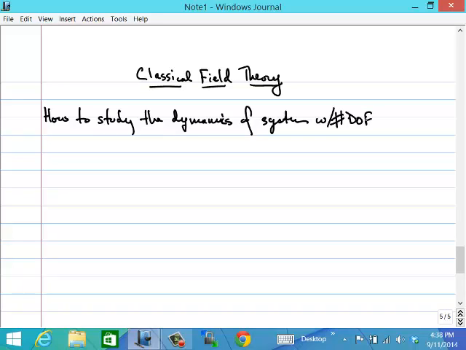So the basic question that we'll be trying to ask today is, how can we study in a general way the dynamics of systems with, say, some number of degrees of freedom? It could just be 1 in the case of a simple scalar field, per point in space.